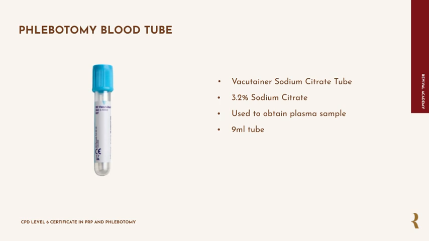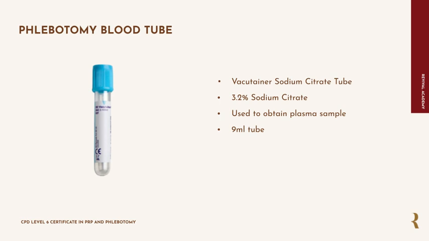Now, what do you need for phlebotomy? You're going to need a blood tube. This is a Vacutainer sodium citrate tube. You do need the sodium citrate as it's an anticoagulant for the blood. This tube is specifically for extracting plasma from the blood. So the tube has to be a 3.2 sodium citrate, and a 9 ml tube. We do recommend the 9 ml as they tend to be a little bit larger, so you can get a bit more plasma extracted from that.